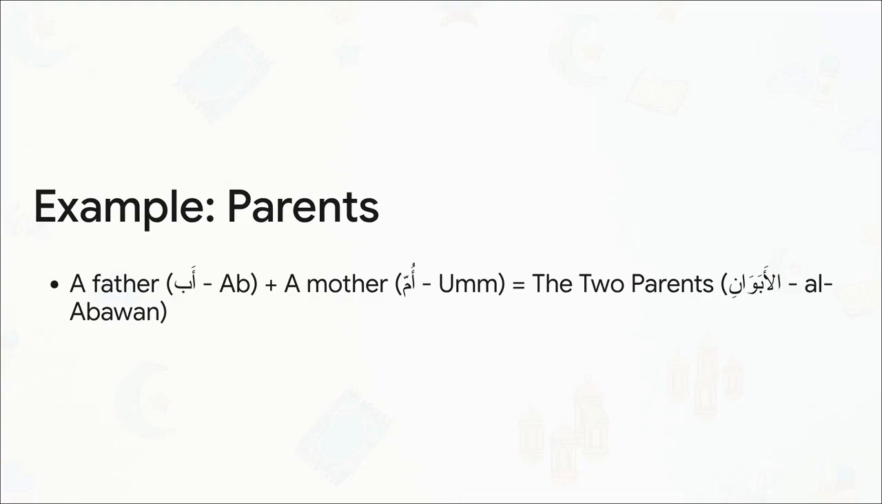Okay, look at this. You have a father, and you have a mother. To make one single word for the two parents, Arabic chooses the word for father to be the team captain. Then it adds that special Aani ending we learned, and you get al-abawan. It literally sounds like the two fathers, but it's actually a secret code word for both parents together.